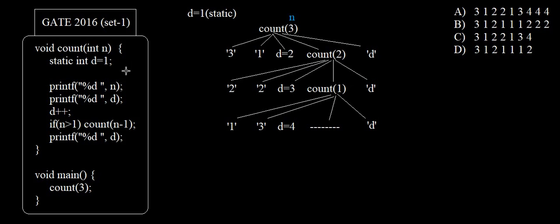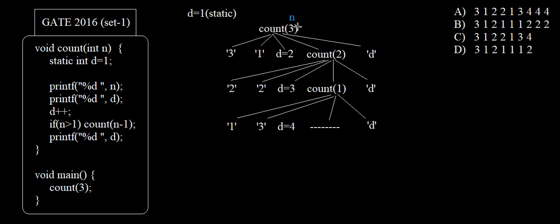Okay, let's discuss this question. We want to figure out the output of the following C code. There are two functions given, and the void main consists of count(3), which we need to execute. Come here, count(3), and this will execute the count function with the integer n.